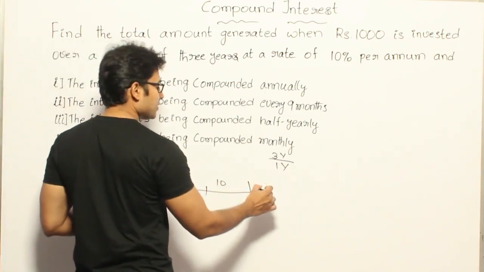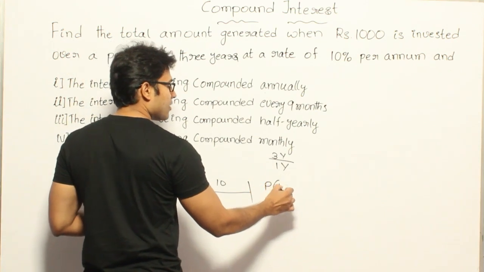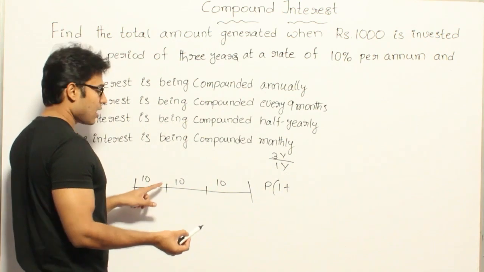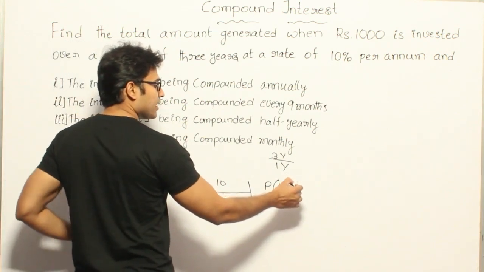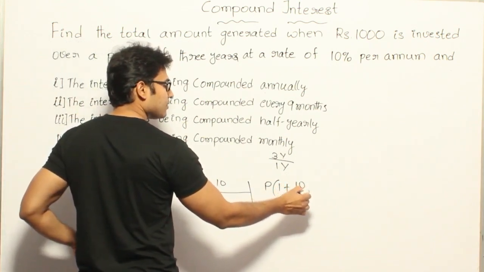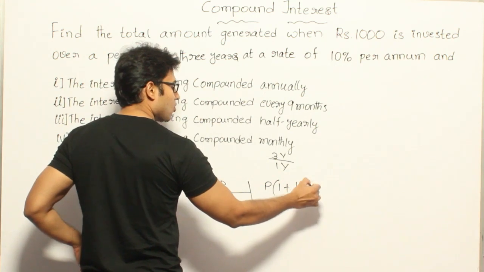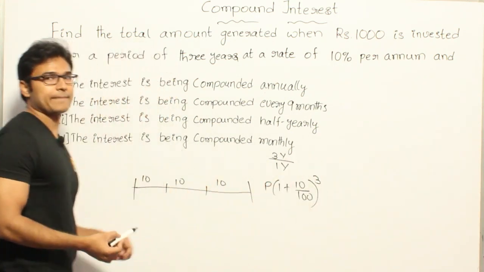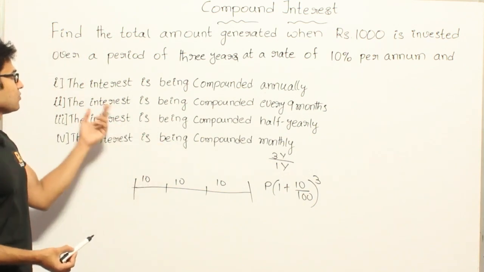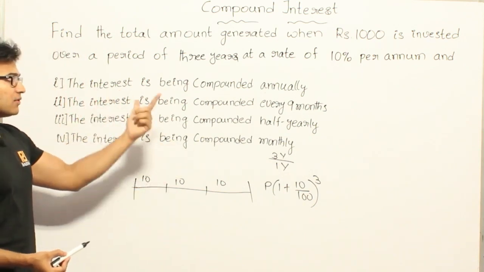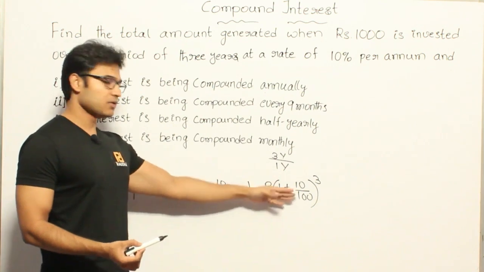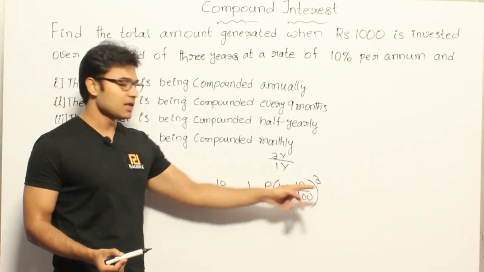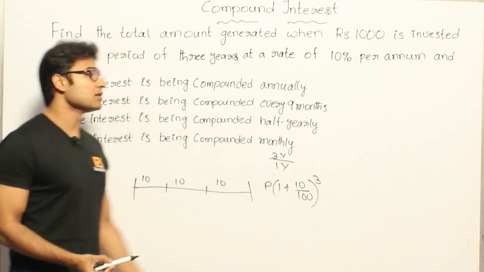So what is the answer? P into 1 plus R by 100 whole power T. In that R we have to take the rate per slot, which is 10 by 100, whole power number of slots. Number of slots in this case is 3. Got it? So that is the answer. You just substitute the value of 1000 in place of P and you get the answer. Anyway I am not interested in finding out the actual answer. I just wanted to show you the method here.